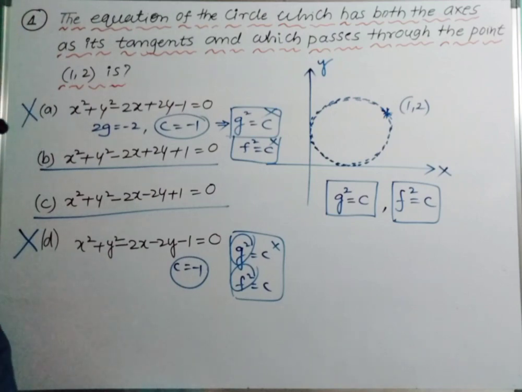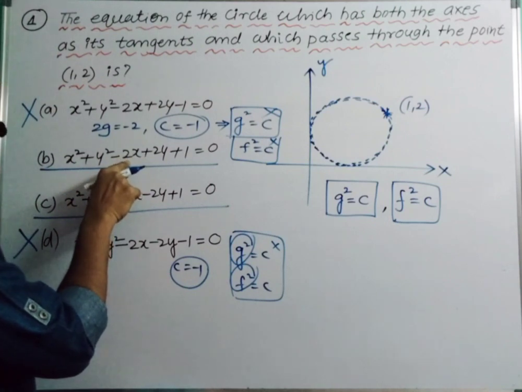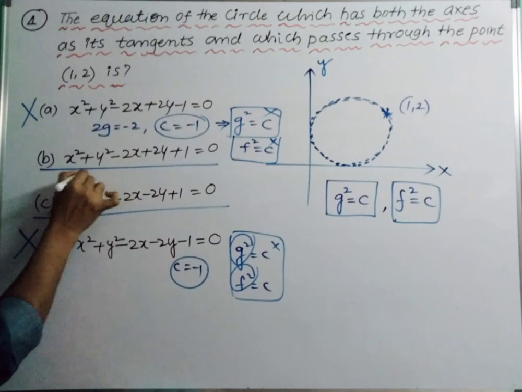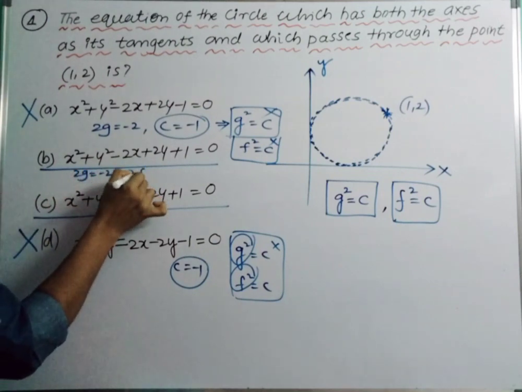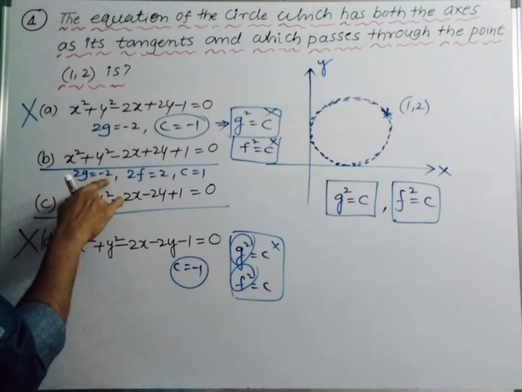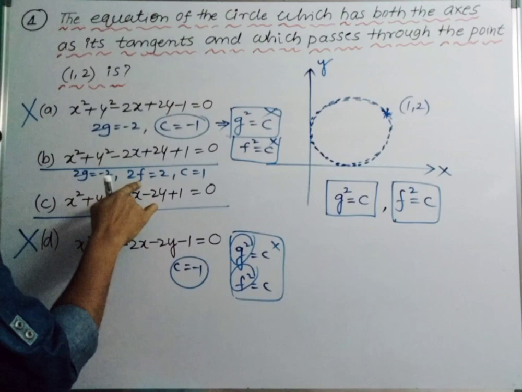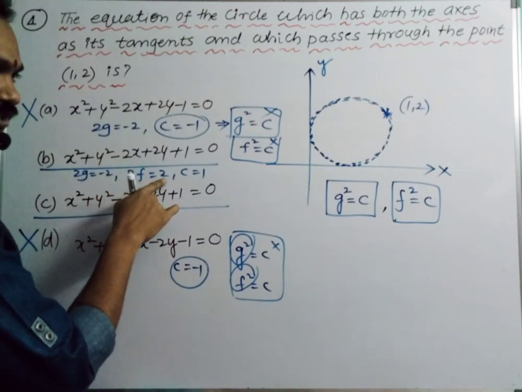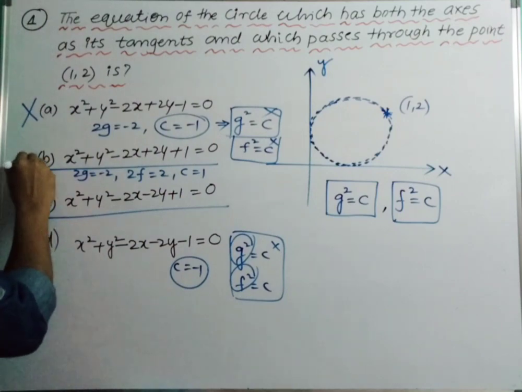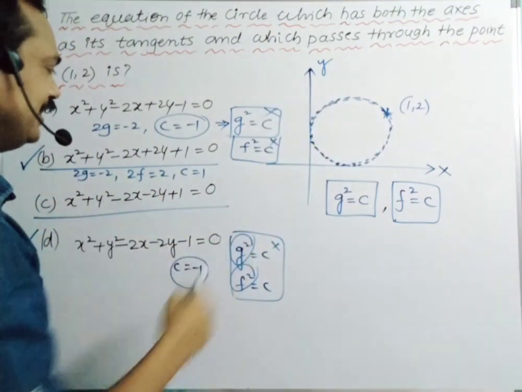Now, see, this is satisfying. Here 2g is minus 2, 2f is 2 and the c value is 1. 2g is minus 2, g equals minus 1, g square equals 1, which equals c. And 2f equals 2, f equals 1, f square equals 1. Satisfied. This circle touches both the coordinate axes.